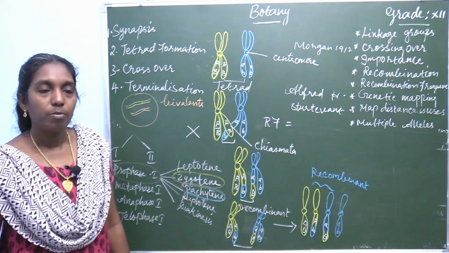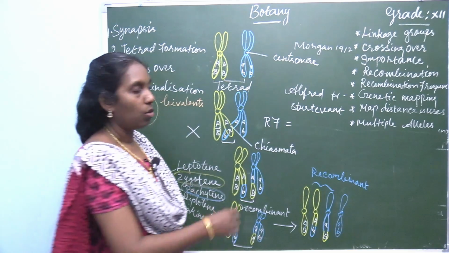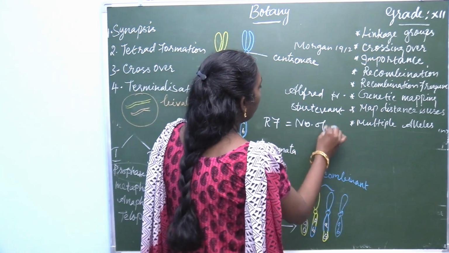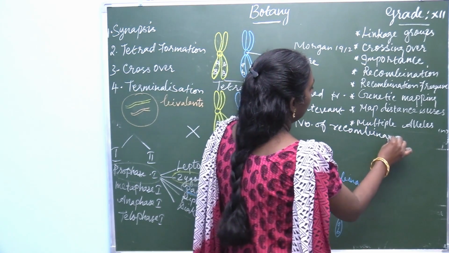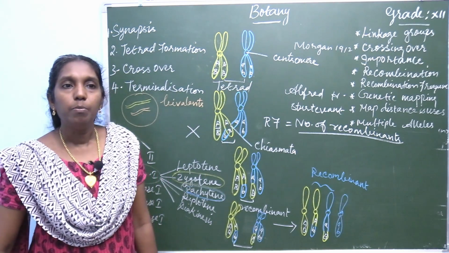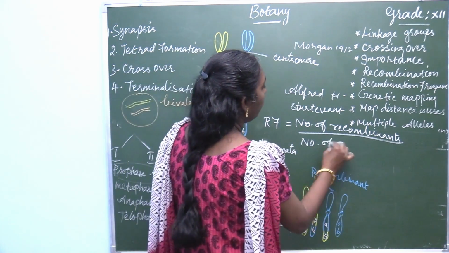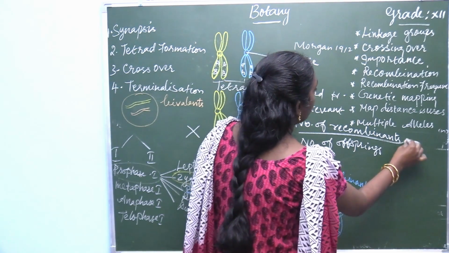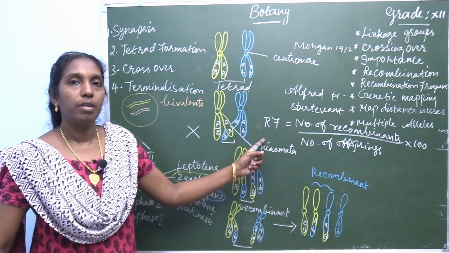So it is calculated by a formula. RF is equal to number of recombinants divided by number of offspring, into 100. So, what is recombinant frequency?